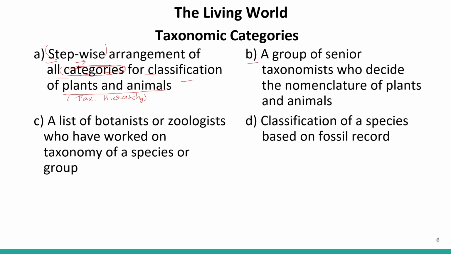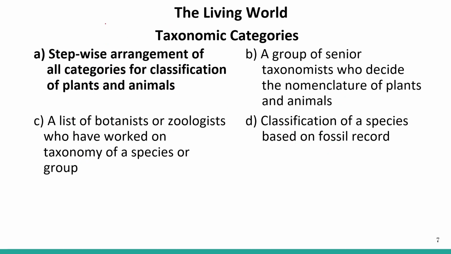Now option B, a group of senior taxonomists who decide the nomenclature of plants and animals. This is not correct. The third option is a list of botanists or zoologists who have worked on taxonomy of a species or group. This is also not correct. The last option is classification of species based on fossil record. This is also not true. So what should be the correct answer? It is a stepwise arrangement of all categories for classification of plants and animals.